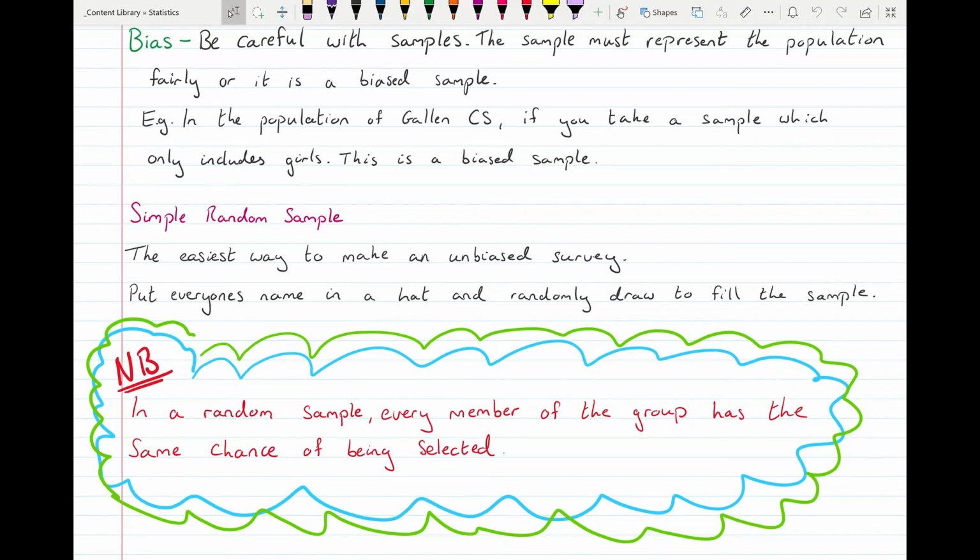Really importantly, in a simple random sample, every member of the population has the same chance of being selected. So you're just as likely to pull out a 5th year's name as you are to pull out a 2nd year's name or a 1st year's name. So everybody gets the same chance of being selected. That's how it's random. And that's the best way to avoid having bias in your sample.